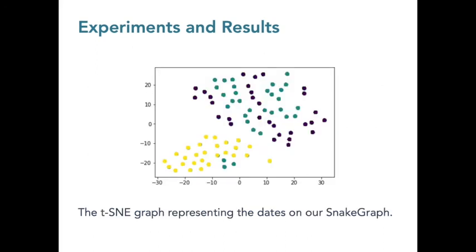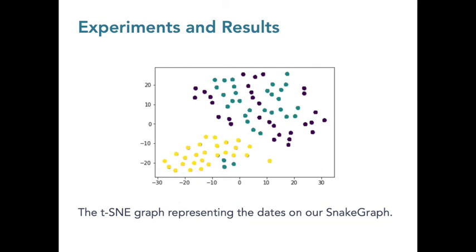For the third experiment, we basically create a TSNE graph. So for this experiment, we have a data set of 35,020 tweets. We put all of these tweets, once again, into the graph, and we get our vector representations for each date.